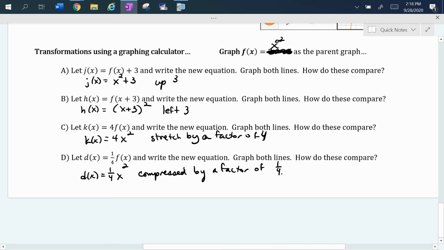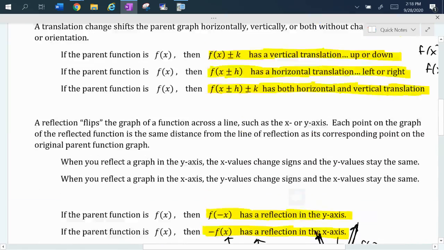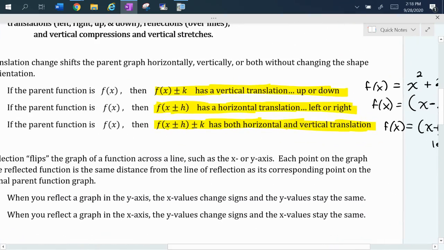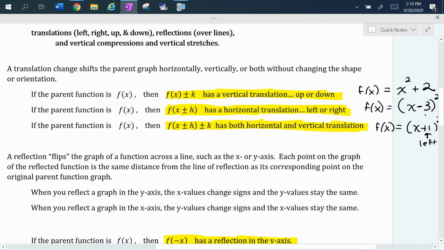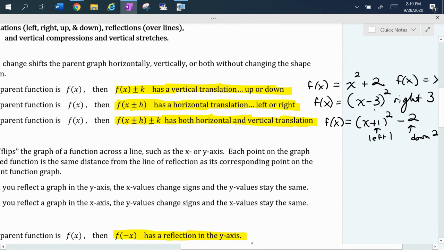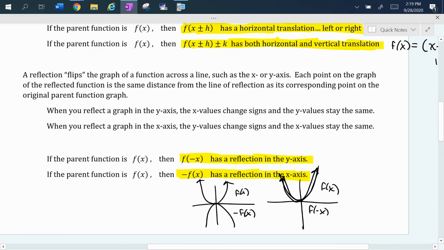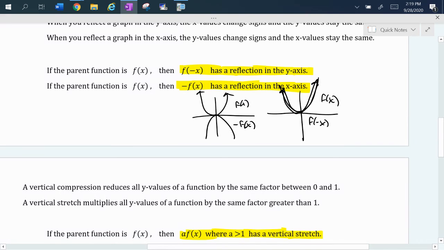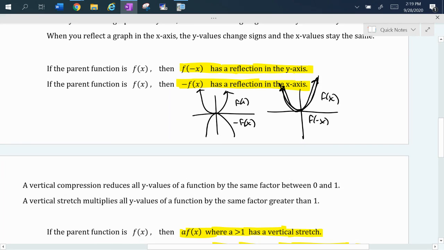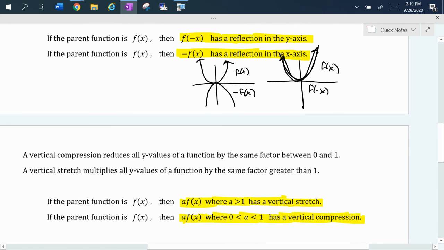Okay, so just reviewing, we've got different ways to transform our graphs. We've got a vertical or horizontal translation. So we need to know when we look at a graph, is this graph shifted up or down or left and right from the parent graph? And then we could also have reflections over the x-axis and the y-axis. If we multiply the whole function by -1, we are reflected over the x-axis. But if we just multiply the x value by -1, then we are reflected over the y-axis.